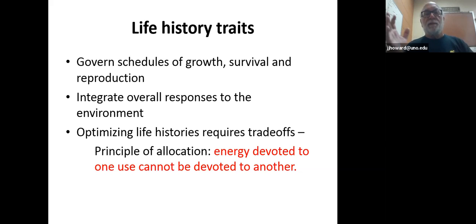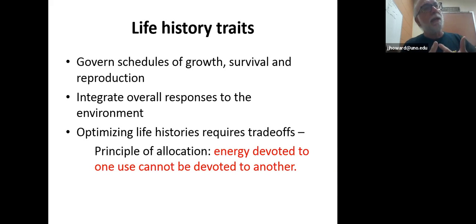So what's a life history trait? A life history trait is a characteristic of an organism that is related to schedules of growth, survival, and reproduction. And there are genetically coded switches that shunt energy into growth or survival or reproduction at different times in the life cycle. These are really important in ecology because they integrate the overall responses of an organism to its environment.